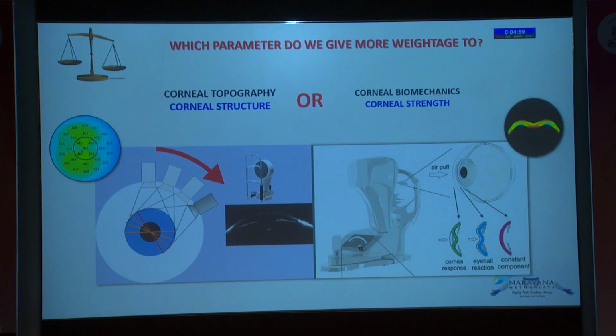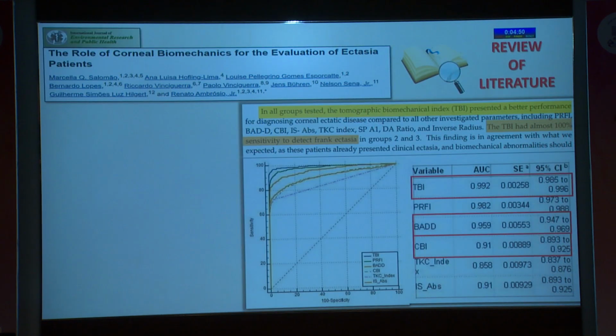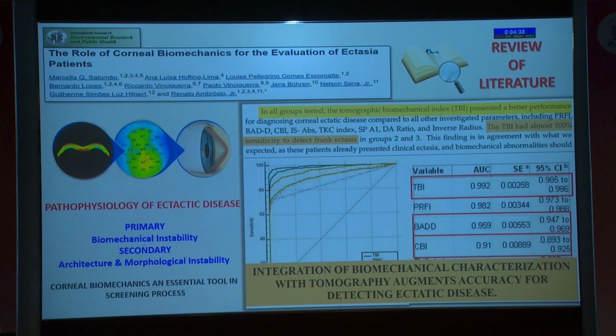Should it be a corneal topography, which is an indirect measurement of corneal structure, or biomechanics, which is an indirect measurement of strength? We stumbled upon an article which studied the role of biomechanics for evaluation of ectasia in patients, and we found that TBI showed a better performance than all the other individual parameters, concluding that integration of biomechanics with tomography augments accuracy for detecting ectatic disease. And biomechanics is an essential tool in this screening process.